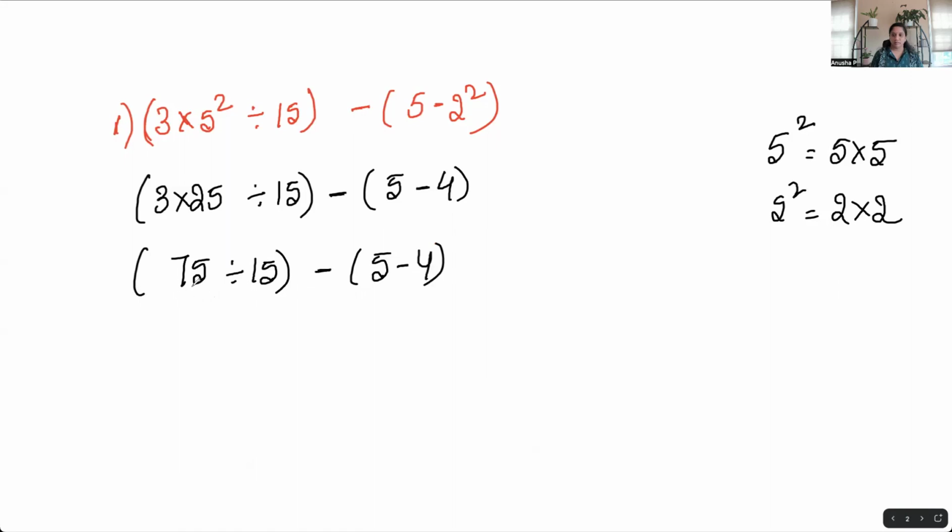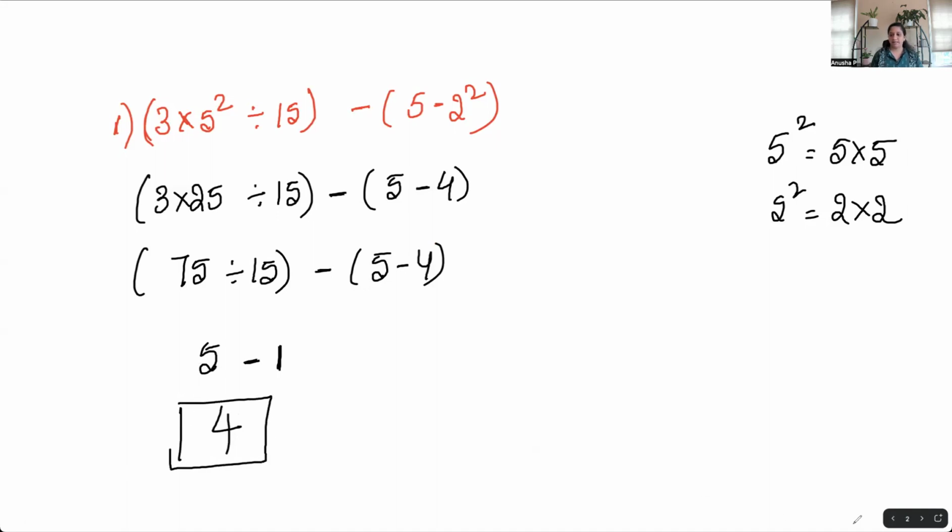So now we have to solve the parenthesis. 75 divided by 15 is 5, minus (5 minus 4), which is 1. So 5 minus 1 is 4. So the answer is 4.